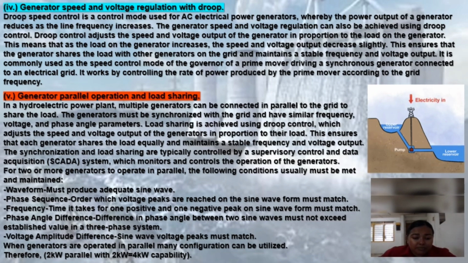When generators are operated in parallel, many configurations can be utilized. Therefore, 2 kW in parallel with 2 kW equals 4 kW capability.